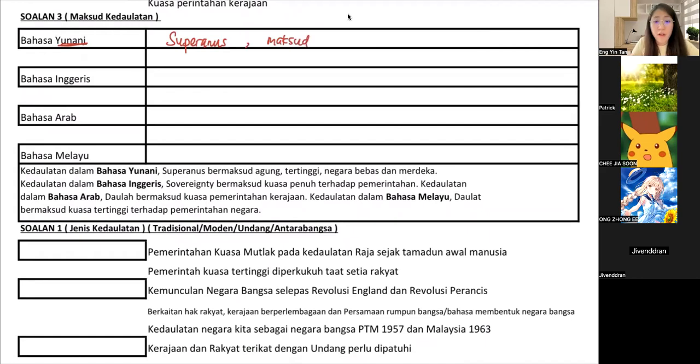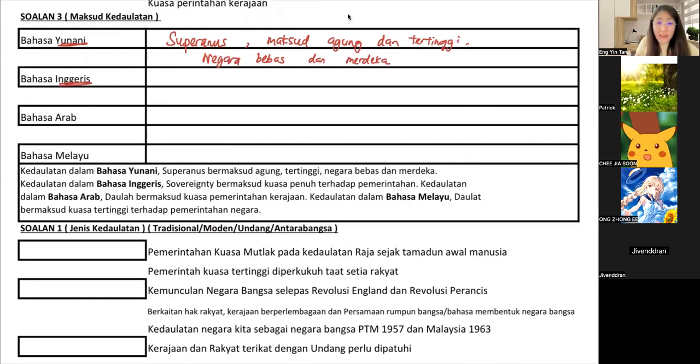Then you need to tell me about the meaning. Maksud ialah apa? Agung dan tertinggi. See, you repeat over and over again. This is also like a kind of mechanical rehearsal. You repeat. So superanus, agung tertinggi. And also they are referring to those country yang apa? Bebas dan merdeka.